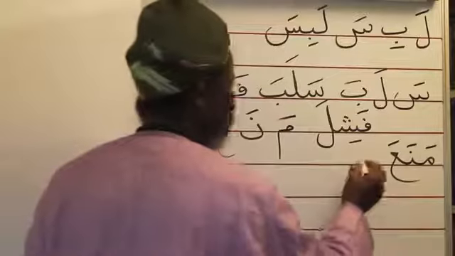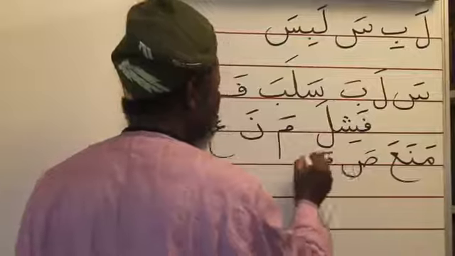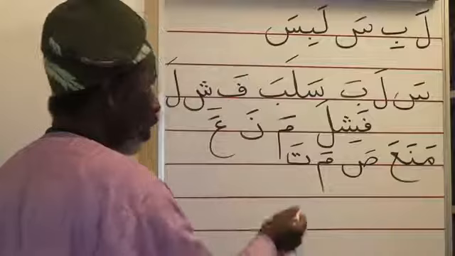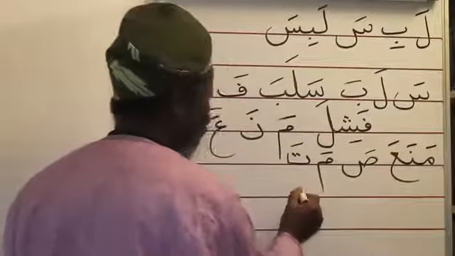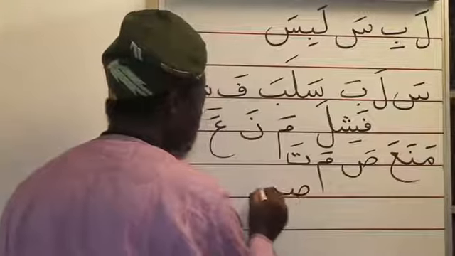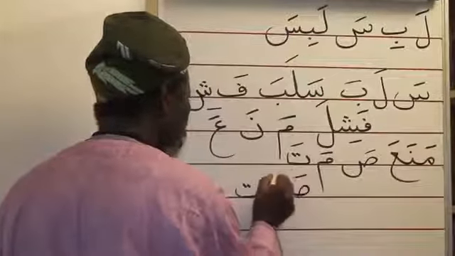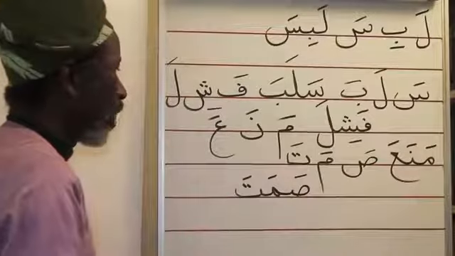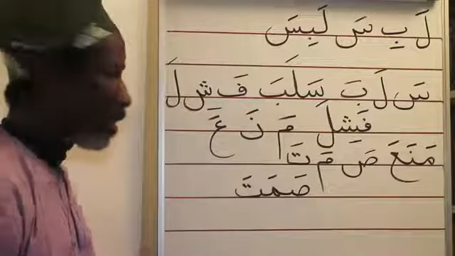Somata. So, ma, ta. Somata. Let's write it in joint format. So, ma, ta. Somata. Now we are looking for mim at the end, like alima.